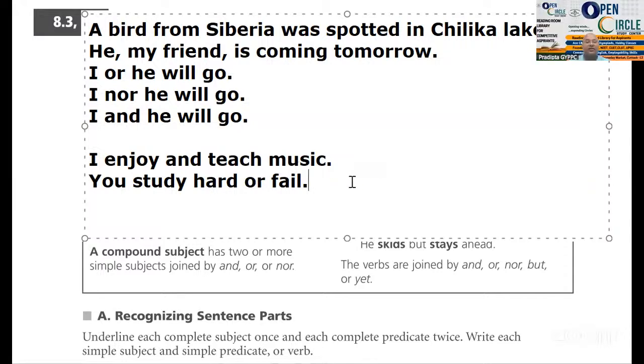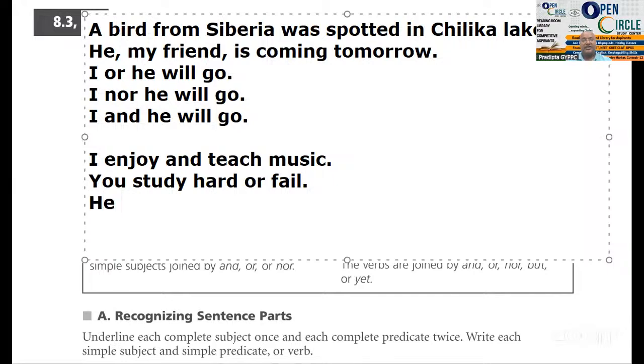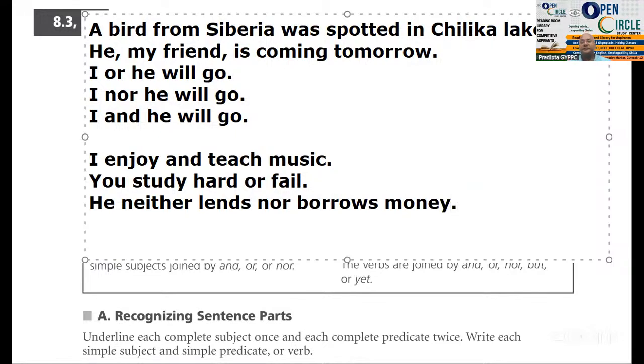I'm giving an example of nor. He neither lends nor borrows money. What is the meaning of this sentence? He doesn't take money or borrow money. After doesn't, borrows becomes borrow. When we use doesn't, we don't put s. So he doesn't. He neither borrows money nor lends money.